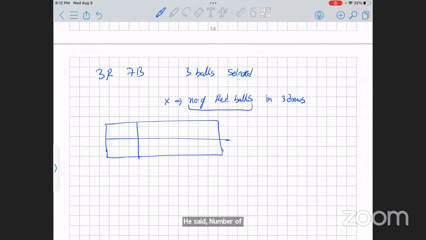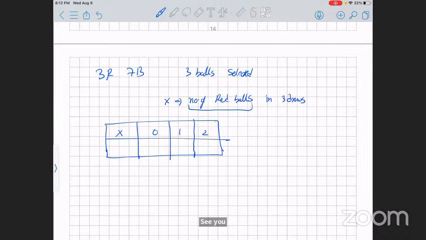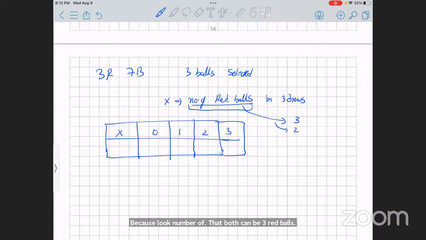No, look, what are the possibilities of red ball? I mean, like the number of red balls possible. What are the probabilities of x? 0, 1, 2, 3. Look, number of red balls means there are 3 red balls. You can pick 3 red balls, or you can pick 2 red balls and 1 blue ball, or you can pick 1 red ball, or you can pick no red balls, all blue balls.